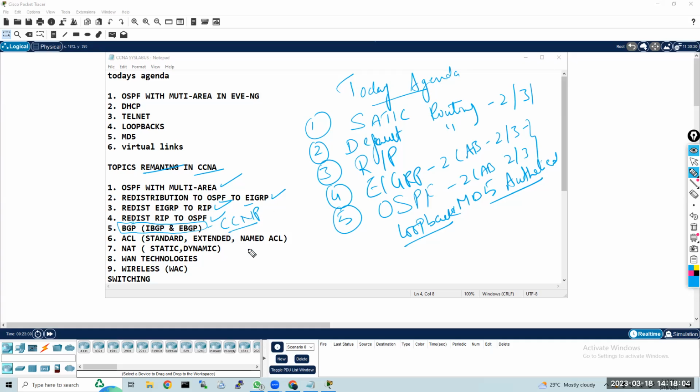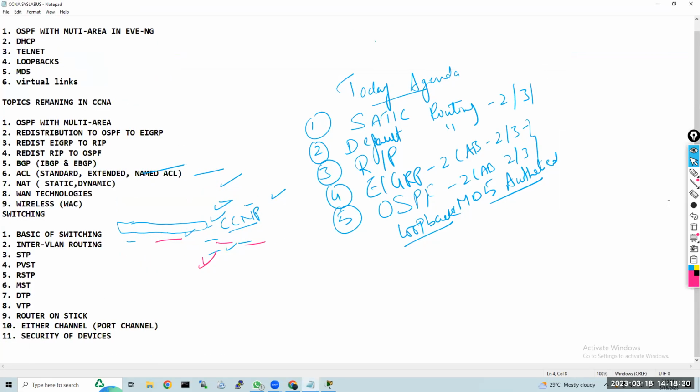Tomorrow maybe we'll do ACL, access control list, and NAT, dynamic NAT and static NAT. In ACL, we will also configure standard, extended, and named lists. We will also discuss WAN technology, and wireless. And next will be the switching part. Switching part maybe next week, most probably. It is not possible to do it all because the content is very huge, guys.